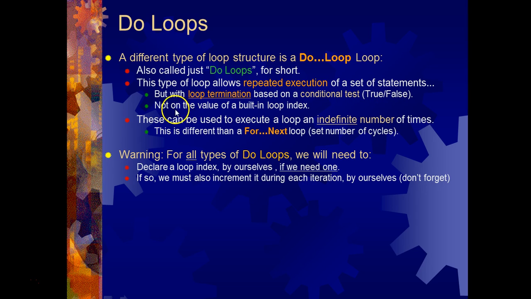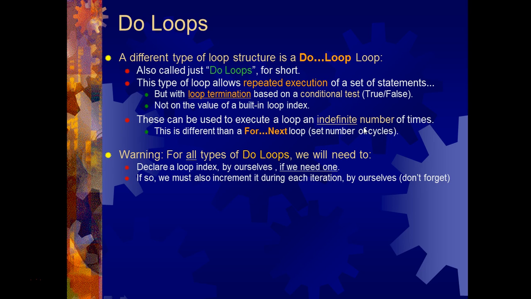Note, not on the value of a built-in loop index, right? So like the for loop is based on the value of a built-in loop index. Although he somehow said that even that was a conditional test. But these can be used to execute a loop an indefinite number of times. So we don't necessarily know how many times the loop is going to run.